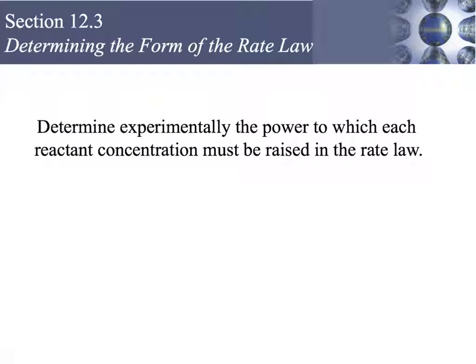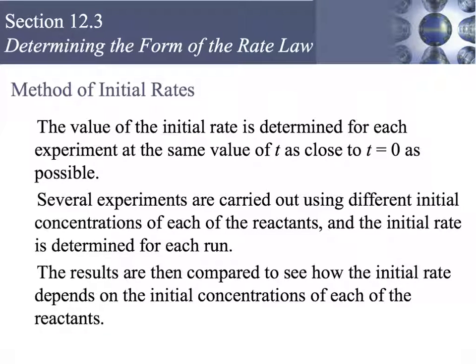Okay, so we want to look at how we go about finding the form of the rate law and exactly what finding the form of the rate law actually means. The most common method to find the form of the rate law is referred to as the method of initial rates. In this method, you have some way set up that you can find the initial rate very soon after the reaction has started.